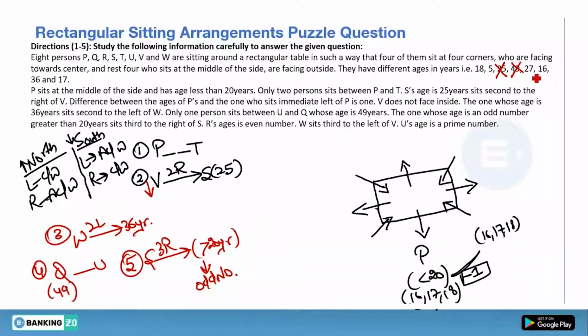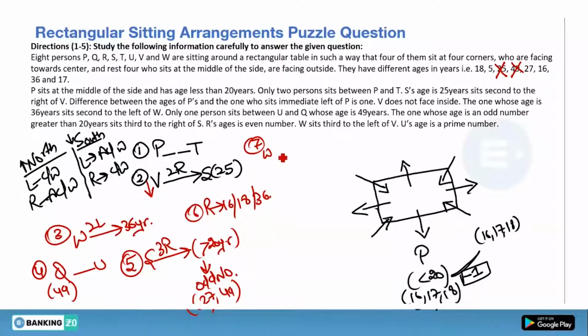So let's check the number line, greater than 20 and an odd number. So it can be 27, it can be 49, because these both are odd numbers which are more than 20. R's age is an even number. Sixth point is, R can be 16, R can be 18 and R can be 36. So there are possibilities. W sits third to the left of V.